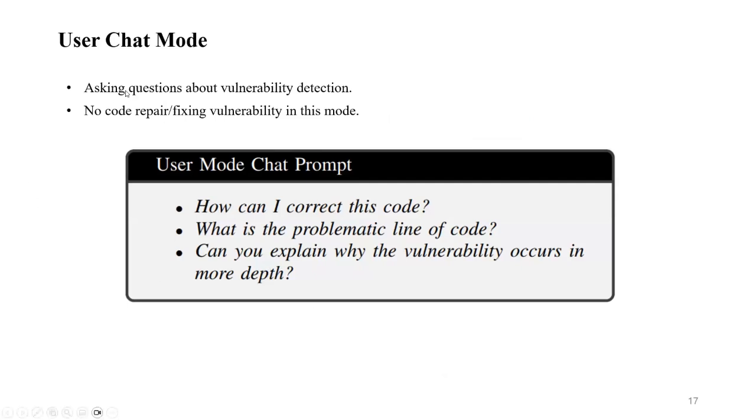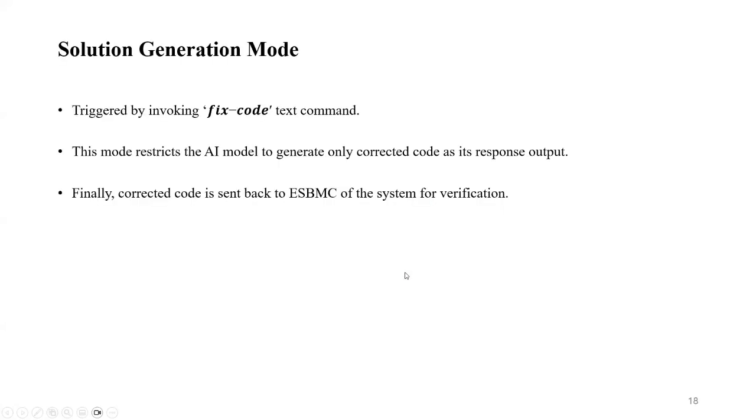Okay, as I explained on the previous slide, we can ask some questions about the purpose of this model, about the problem with respect to this code, and also about vulnerabilities in more detail. So here, the solution generation mode is done by this command, fix code. If the user issues this command, it is requesting the AI model to generate the corrected code.